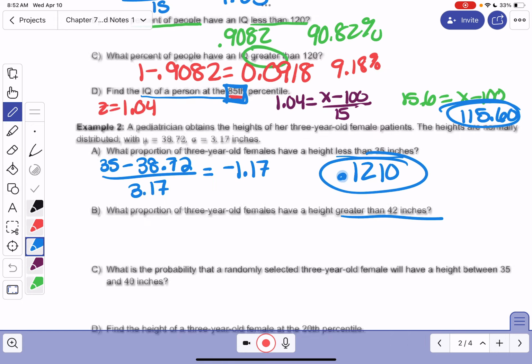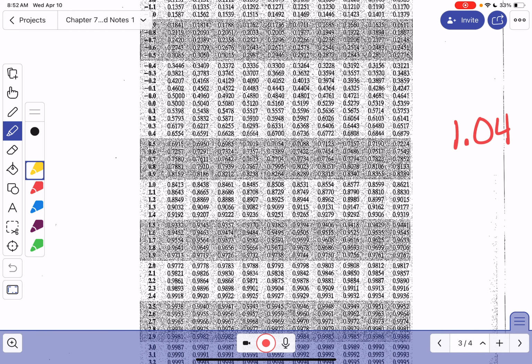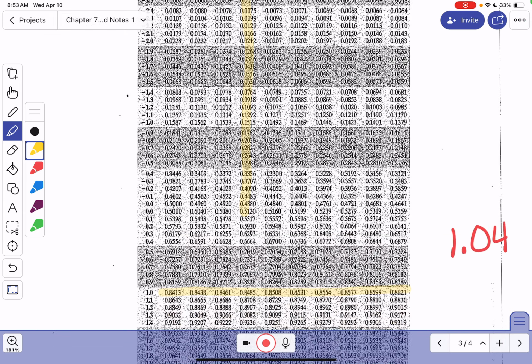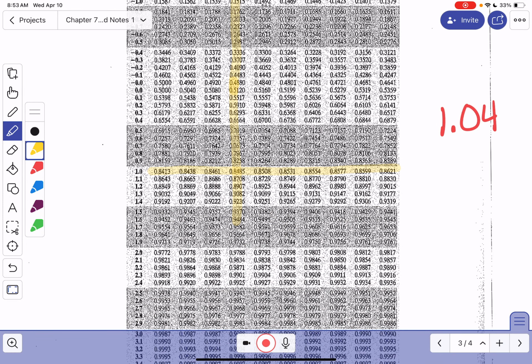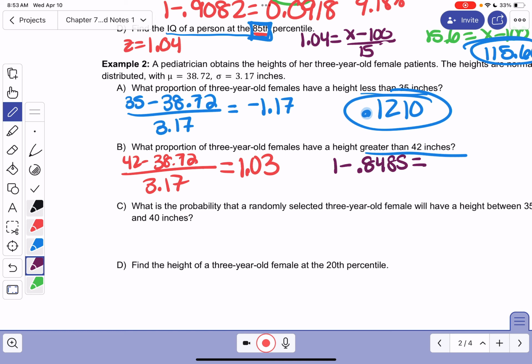Okay, so greater than 42. First we have to do the math. 42 minus 38.72 over 3.17 gives us 1.03. Use the table, 1.0, and then 3 is this one. So we get 0.8485. And we want greater, so we're going to do 1 minus 0.8485, and we get 0.1515. So that's the proportion greater than 42.